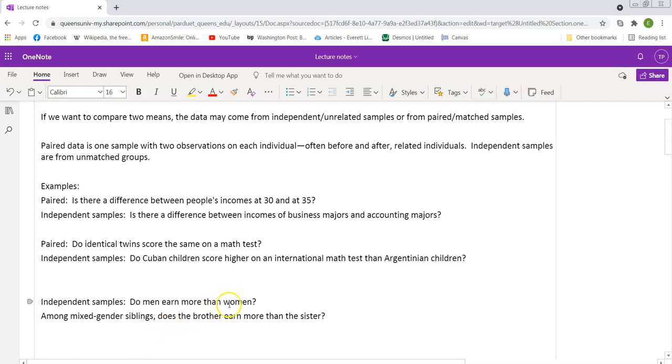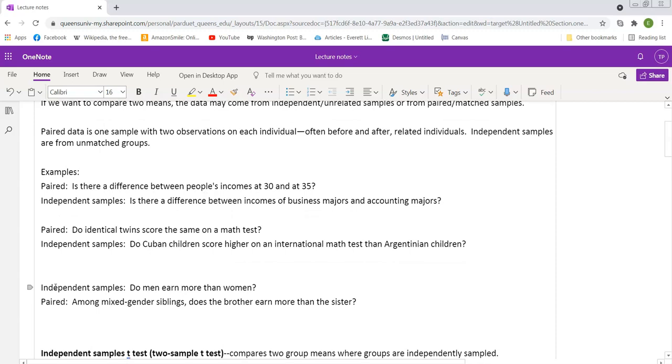Because we're asking, do men earn more than women? Those are just two different groups. Whereas this one here is paired because we've got pairs of siblings. All right? So I will ask you now, I'm going to put one in there for you to try right now, and we'll see how you're getting it.